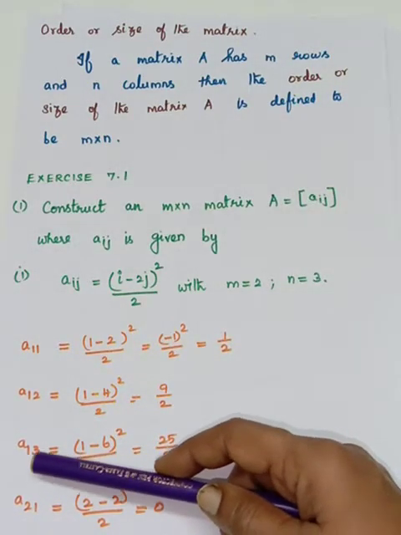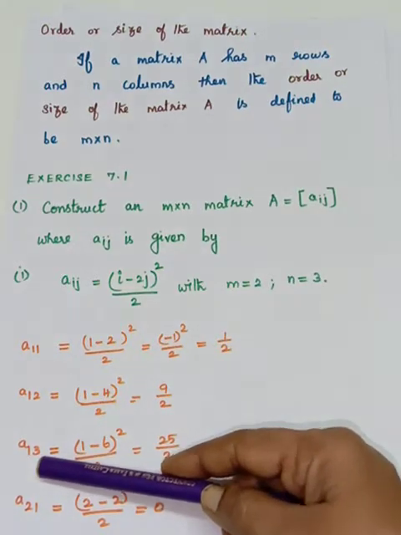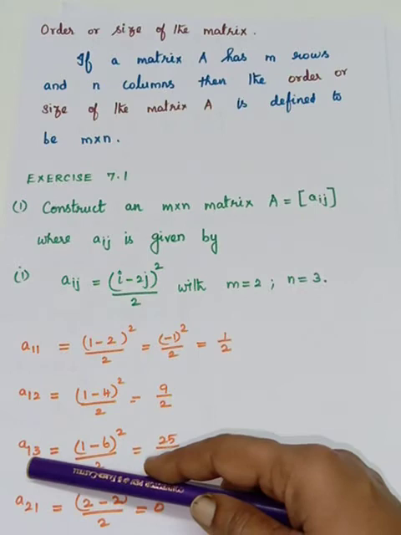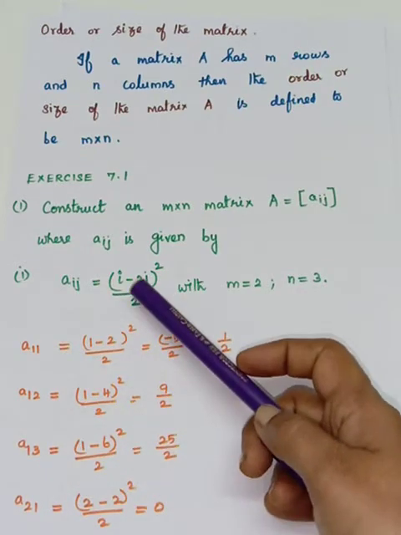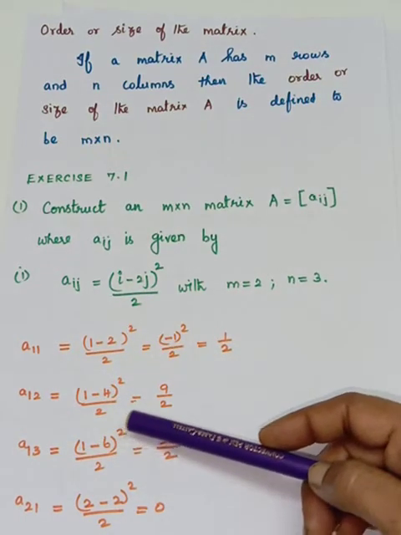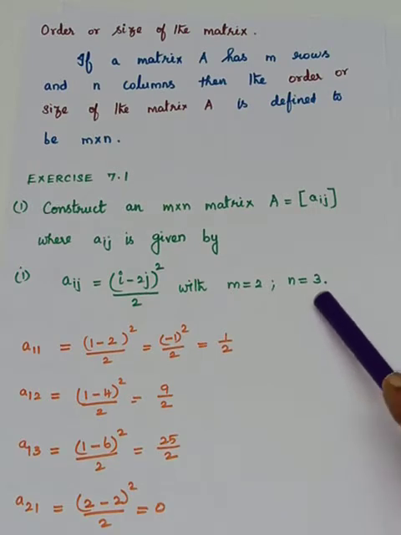Next, A13, the element present in the first row and third column. Can you write this element A13? It has 3 columns, so definitely A13 will be there. When you substitute, i is 1 and j is 3, so it is (1 minus 3 threes are 6) the whole squared by 2. What is 1 minus 6? That is minus 5. Minus 5 the whole squared is 25 by 2. Can you write A14, that is first row and fourth column? Here there are only 3 columns, so we should not exceed that. So the first row elements we have completed.